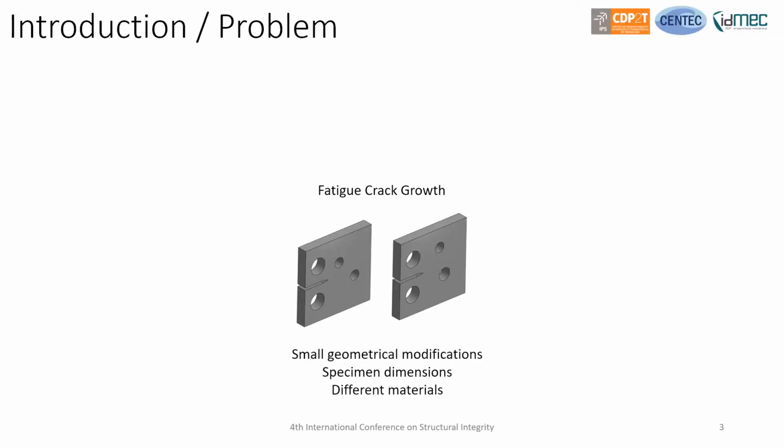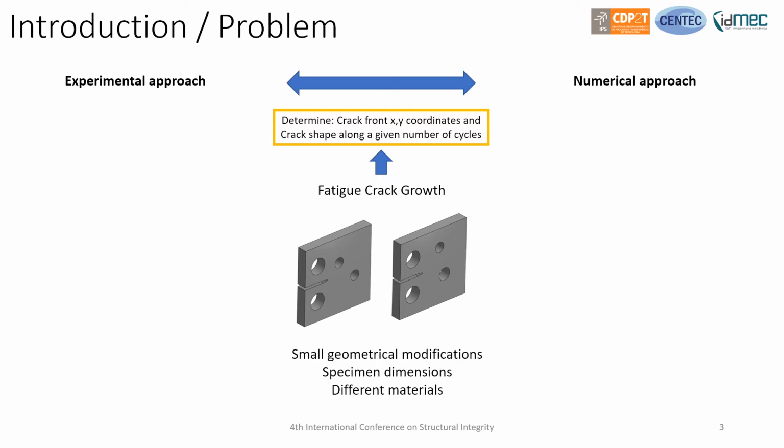So our main problem is fatigue crack propagation analysis. This is a very complex problem that requires one to determine the crack front position and crack shape along a given number of cycles, and we can do this experimentally or numerically. Of course, if we have a small geometrical modification on our component, our specimen dimension, or use different materials, then basically we have to repeat the whole process.